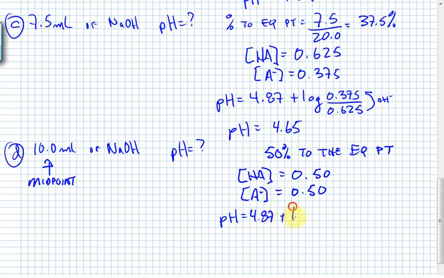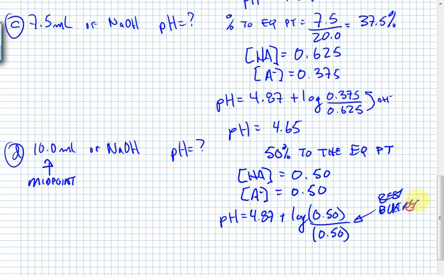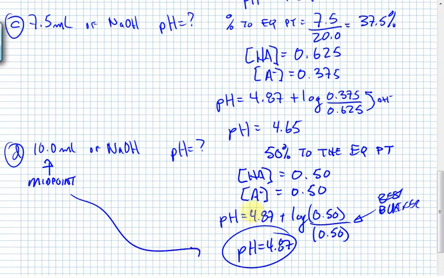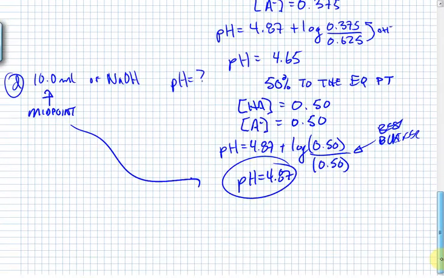4.87 plus the log of 0.5 on the top for the base concentration, 0.50 on the bottom for the acid concentration. Notice that ratio is 1. We have our best buffer. Log of 1 is 0. pH equals pKa. Hardly any calculation required there. So recognizing that midpoint, pH equals pKa. All right, continue on. A little bit more exercise.